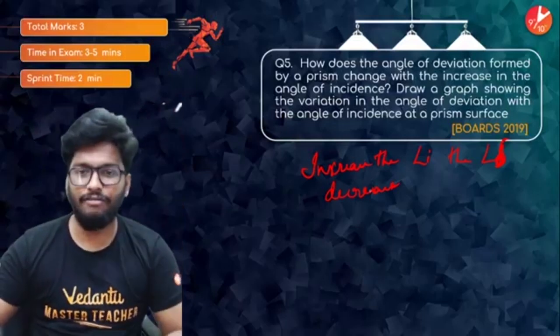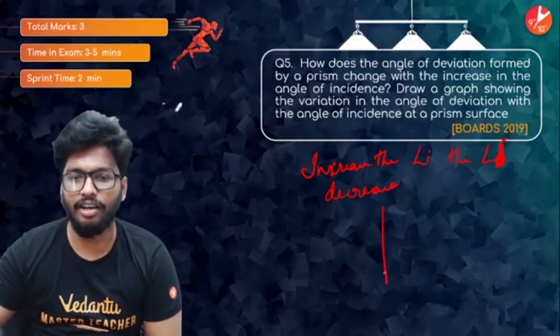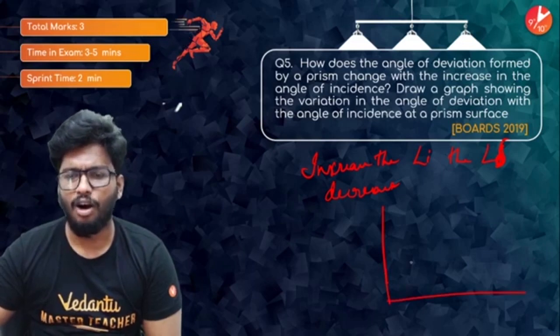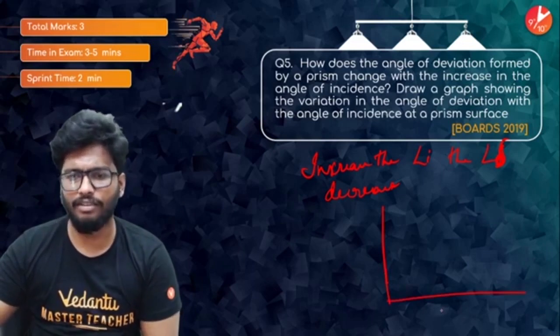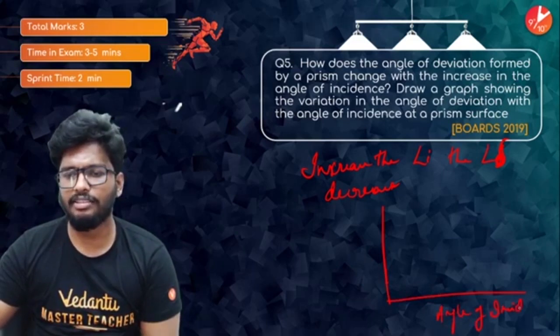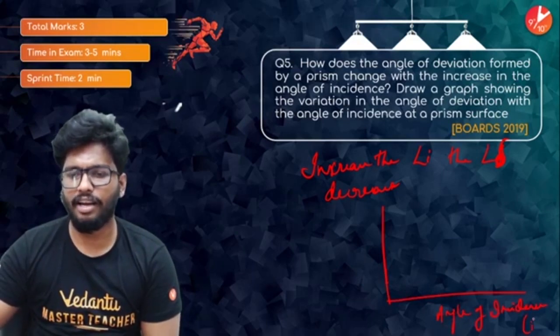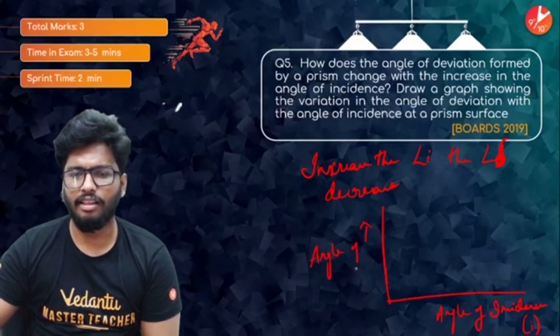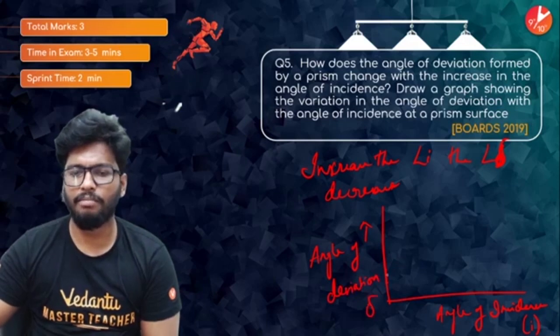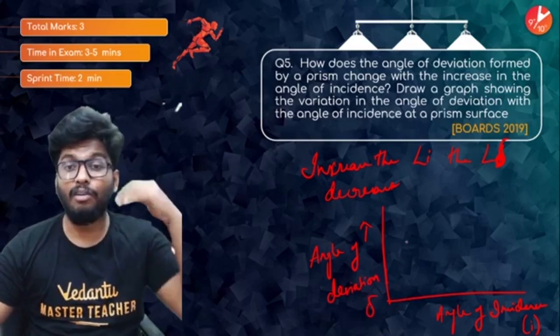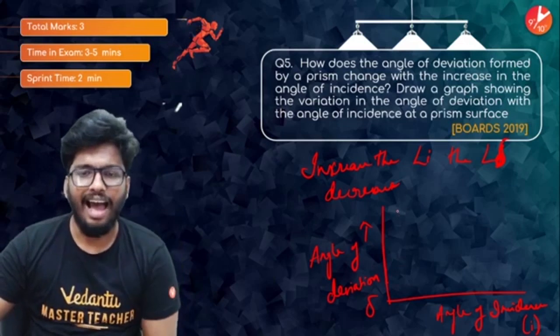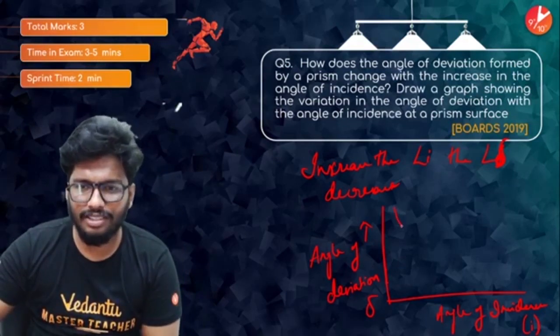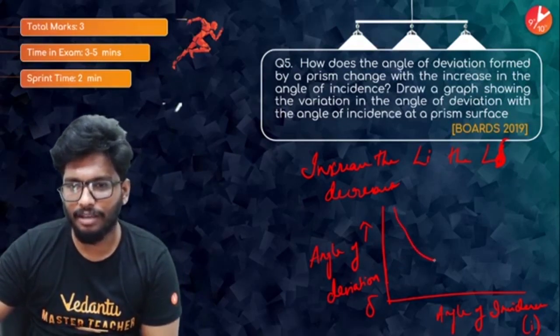Now, the graph is a very, very simple graph. On the x-axis, you have the angle of incidence, which is represented by i. And this here is the angle of deviation, which is represented by delta. So the graph basically looks like this. As you increase the angle of incidence, the angle of deviation keeps on decreasing.